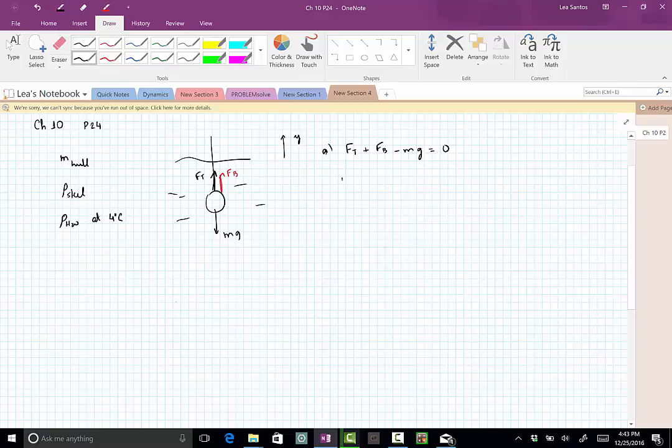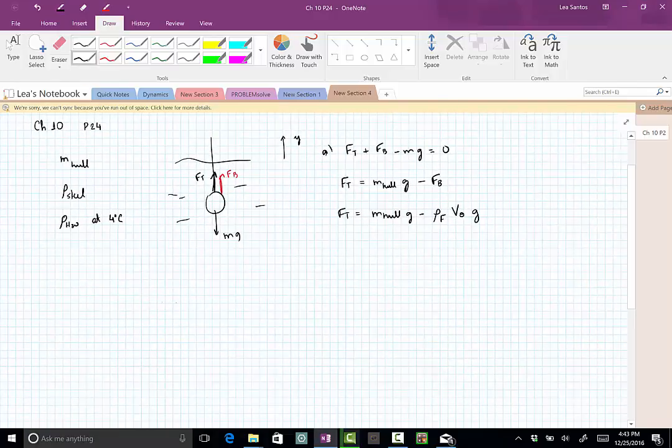So what is Ft going to be? Ft is the mass of this hull multiplied by g, so the weight of this hull, which we know, minus the buoyant force. Now, what is the buoyant force? Let me write this whole thing again. The buoyant force is the density of the fluid, and this is water, 10 to the 3 kilograms per cubic meter, times the volume of the fluid that was displaced so that this object could be there, multiplied by g.